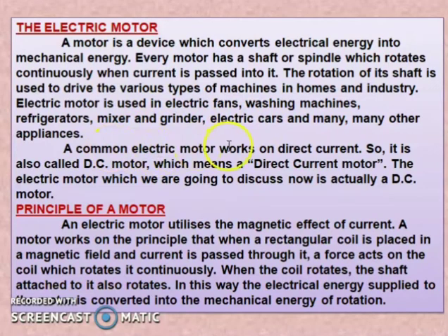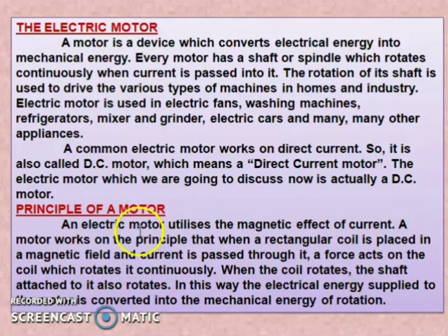A common electric motor works on direct current, so it is called a DC motor, which means direct current motor. The electric motor we are going to discuss now is a DC motor. First we will see the principle of a motor. The electric motor utilizes the magnetic effect of the current.